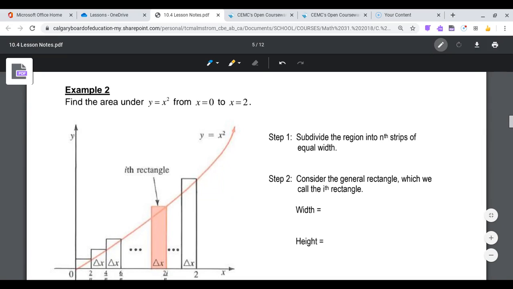And this is kind of getting into Riemann sums, which is really important for university, I hear from first-year calc people. So I'll see you back in the next video.